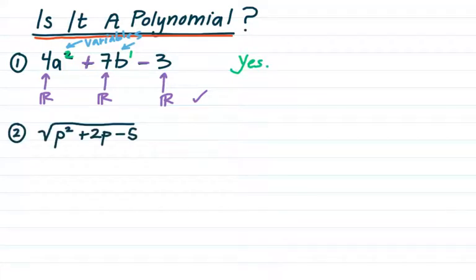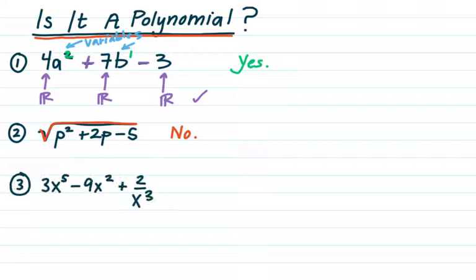So we would say, yes, this is a polynomial. Okay, here's another example. Square root of p squared plus 2p minus 5. Well, right away I see a problem. A polynomial has to be a sum of terms. Now we have some terms being added up underneath the square root, but the main thing happening here is the square root. So because we have this as the main thing, we have to say, no, it's not a polynomial.